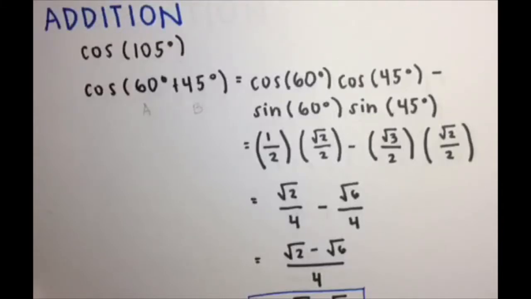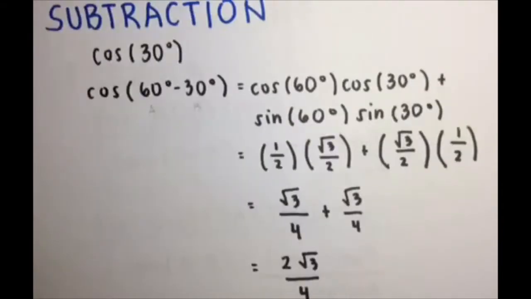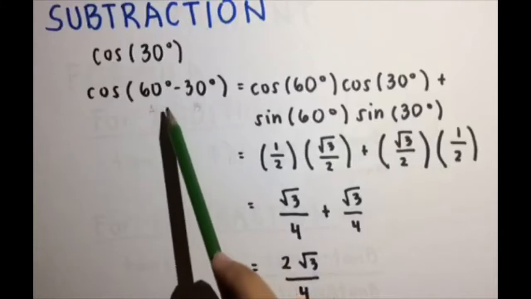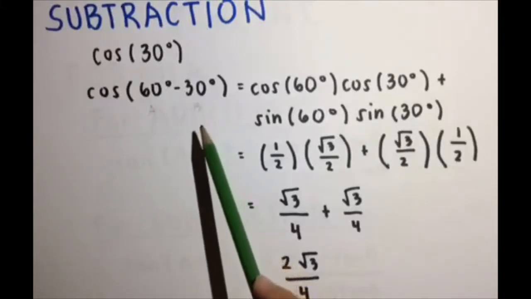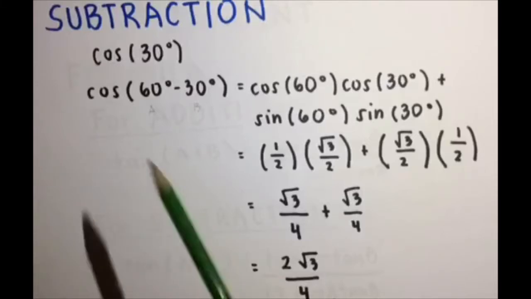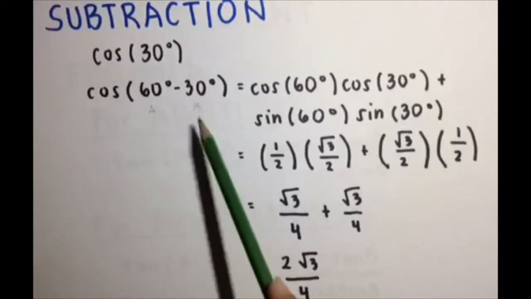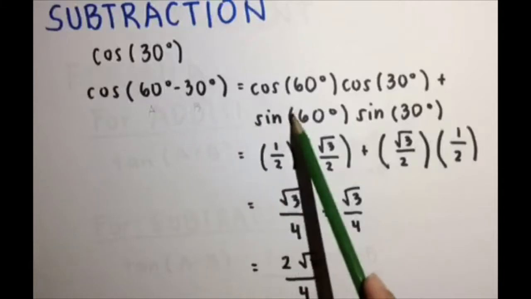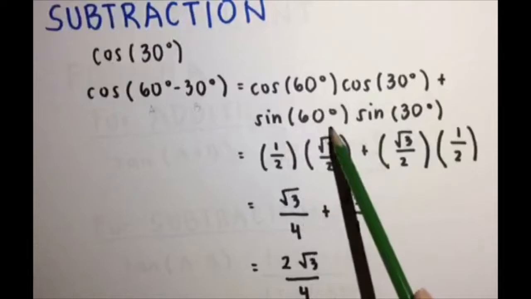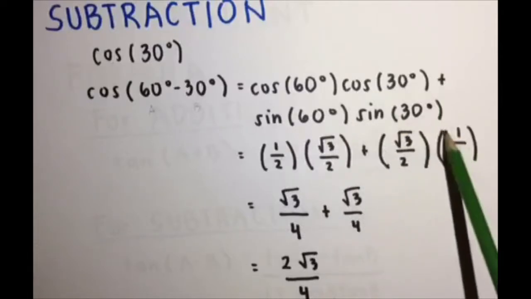Now, let's go on subtraction. Cosine 30 degrees. We just need to think of two common angles that their difference is 30 degrees. So, the two angles are 60 degrees and 30 degrees. 60 degrees will be our A and 30 degrees will be our B. Now, let's substitute it again to our formula. Cosine 60 degrees minus 30 degrees is equal to cosine 60 degrees times cosine 30 degrees plus sine 60 degrees multiplied by sine 30 degrees.